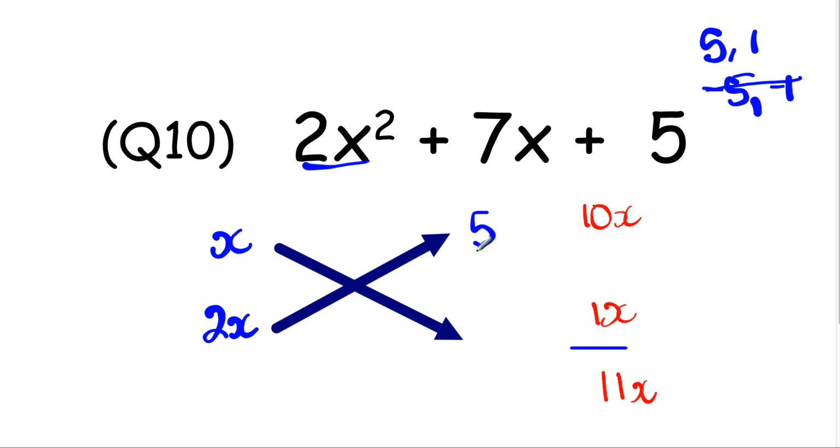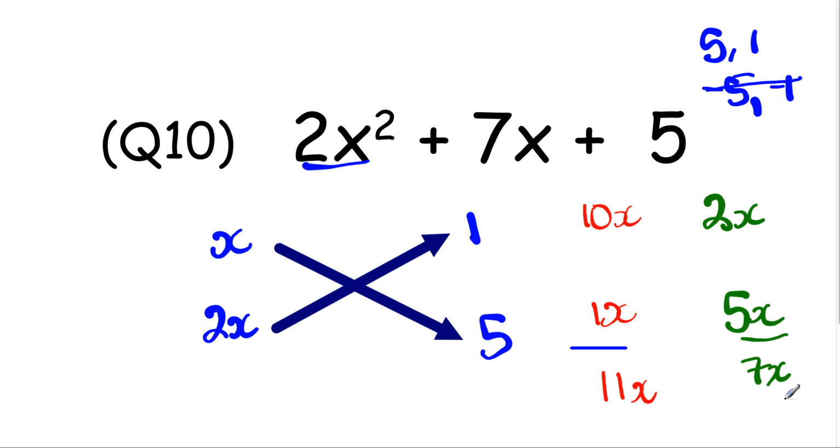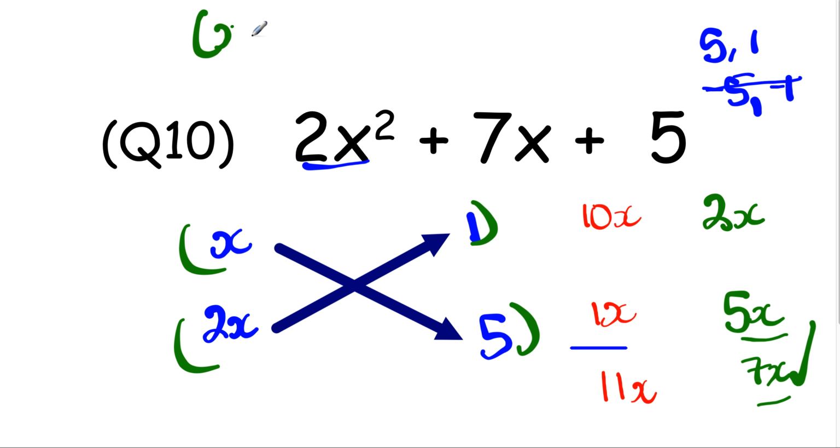So I'm going to put the 5 at the bottom, and the 1 at the top this time. So let's just see. 2x times 1 is 2x, and x times 5 is 5x, and that sums to give me 7x, and yes, that's what I want. So the correct factors are these two. Just be mindful that it now counts where you place the 5 and where you place the 1, because we have a 2x here.